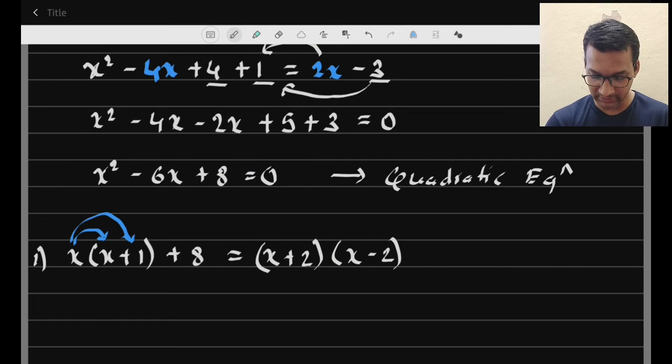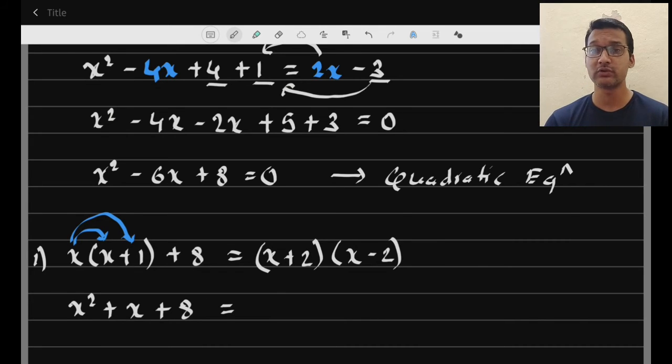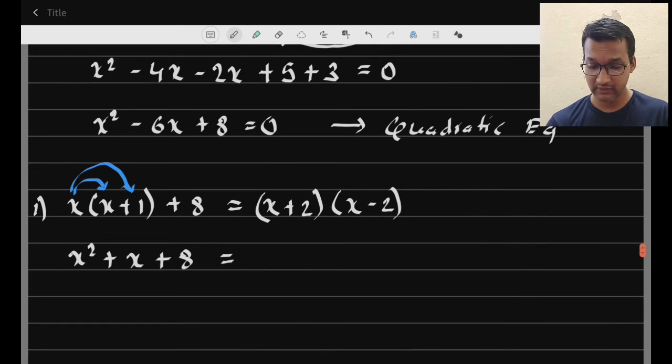So first I will multiply this x into x, which is x square, plus x into 1, that means only x, plus 8. Now don't jump to conclusions. Here x square is there, so don't say that it is a quadratic equation, because we have not yet solved the RHS. On the RHS we have (x plus 2) and (x minus 2). If you remember, it is of the form (a plus b)(a minus b). We can directly write a square minus b square, or we can multiply. Let us multiply and see.